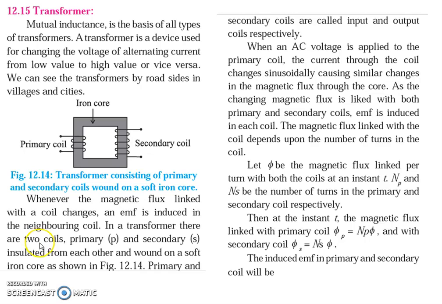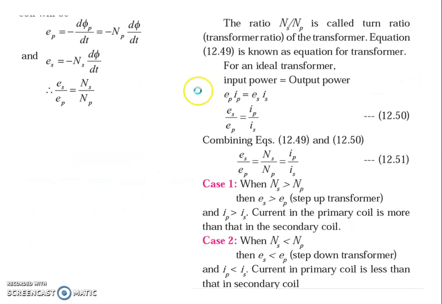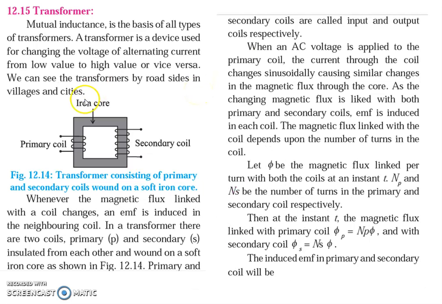Now what is the basic principle of working of a transformer? In case of a transformer, mutual inductance is the basis of all types of transformers. A transformer is a device which is used for changing the voltage of alternating current from low value to high value and vice versa. If it is increased from low value to high value, it is called a step up transformer, and if it is decreased from high value to low value, it is called a step down transformer. We can see transformers by the roadsides in villages and cities.